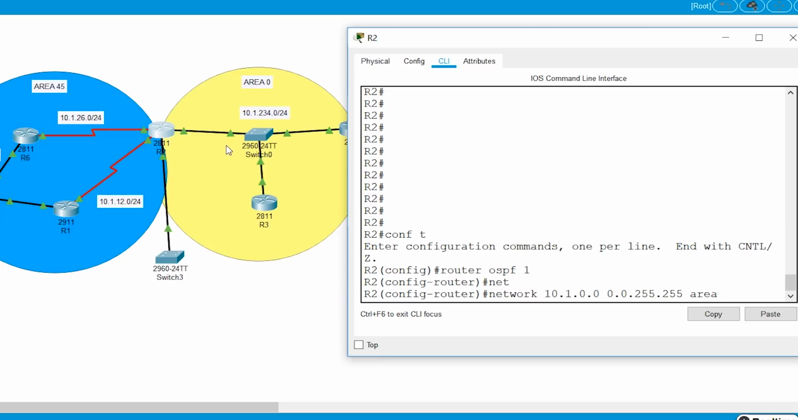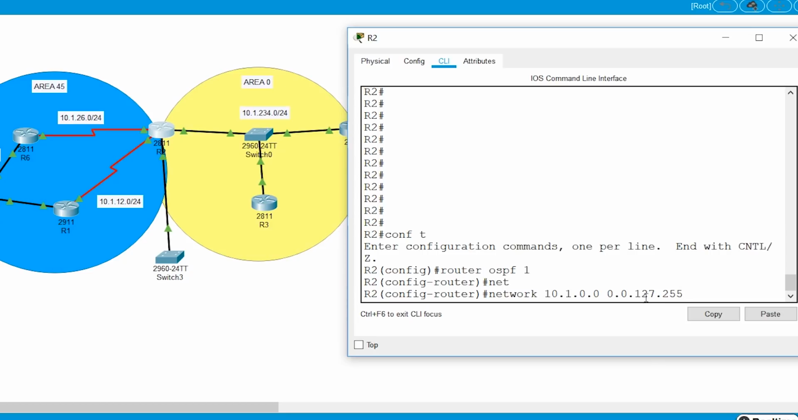So what we could do, I mean, we've done this before, we could do something called 10.1.0.0 0.0.127.255. Now what happens? It says the first 2 octets are the same. For all 3, the first 2 octets are the same. The difference is in the 3rd octet, where in area 45 it is 26 and 12, and area 0 is 234. Now at one glance I can say that by using 1 bit, I can differentiate the two.